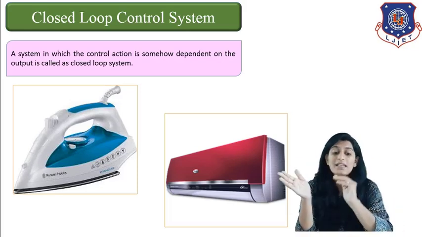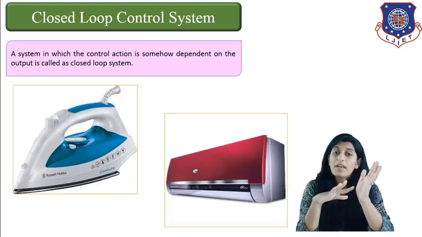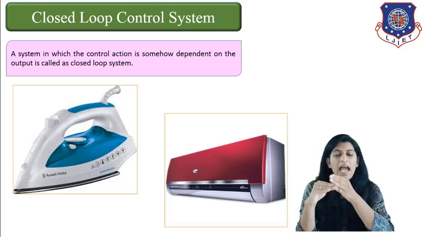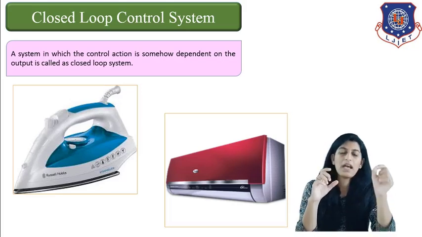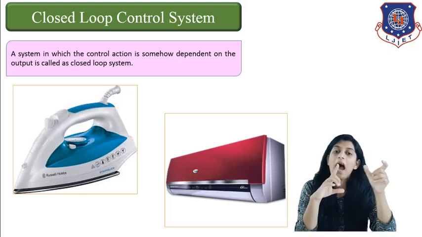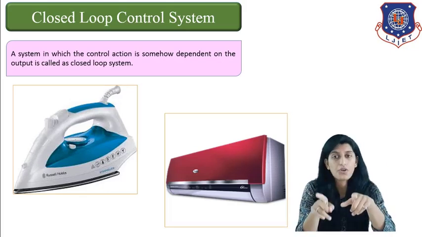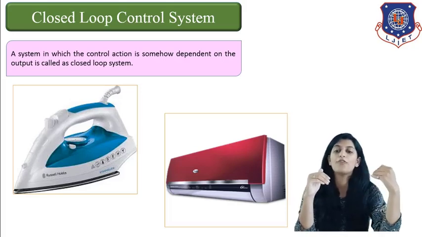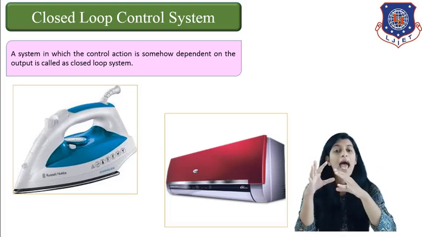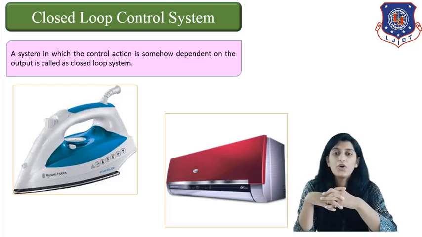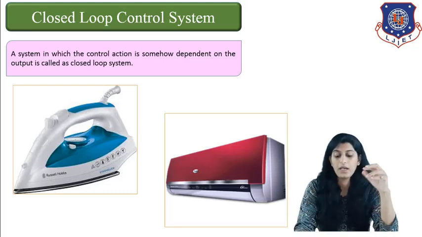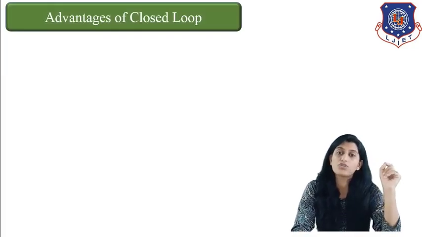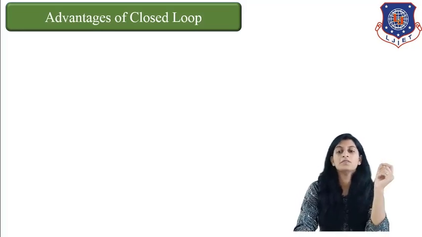So as you can see in both the cases, what we are doing and what we are getting: we want an output and we are setting some input, and based on that input only our output is also controlled by our system. Correct. So this is the example of a closed loop control system, and this is how our closed loop control system works. Now let's discuss what the advantages of a closed loop control system are, right?